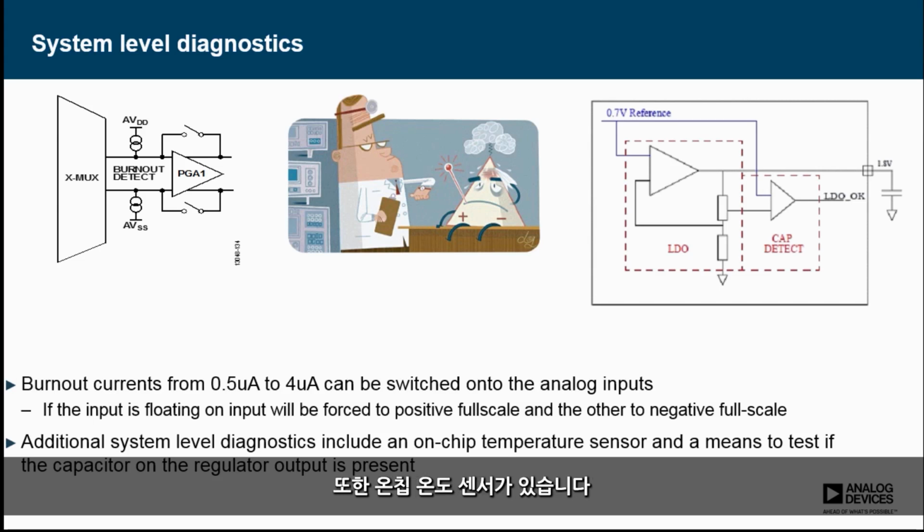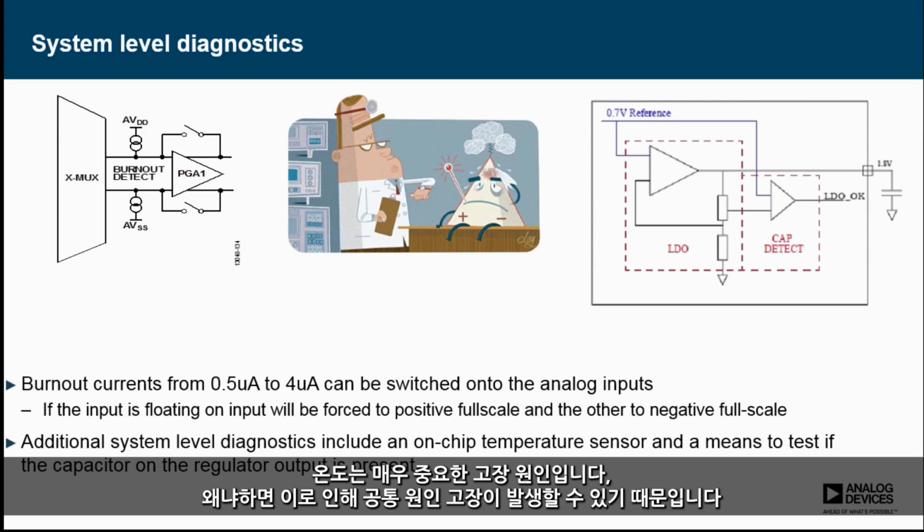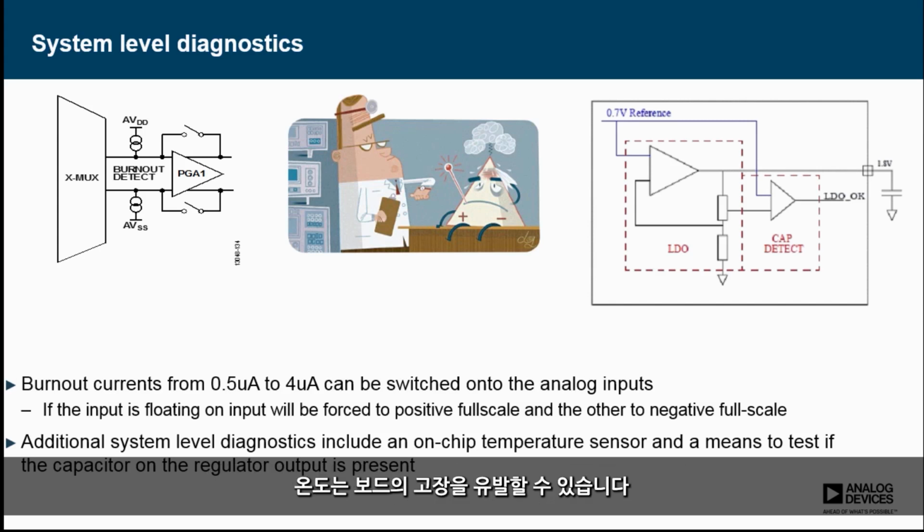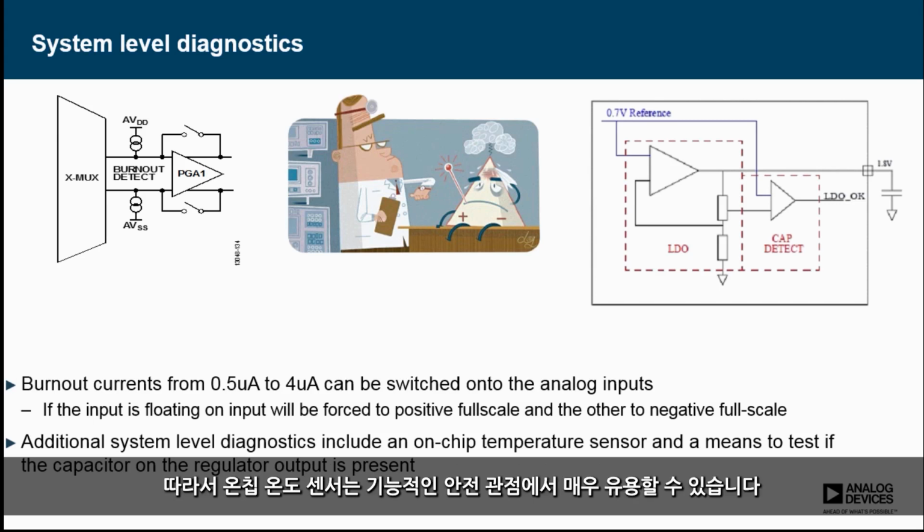There's also an on-chip temperature sensor. Temperature is a very important cause of failure because it can lead to what is known as common cause failures. Common cause failures are an excellent way to defeat redundancy when two items, one of which is expected to be a backup or a redundant version of the first one, the temperature can cause them both to fail. So having an on-chip temperature sensor can be very handy from a functional safety point of view.